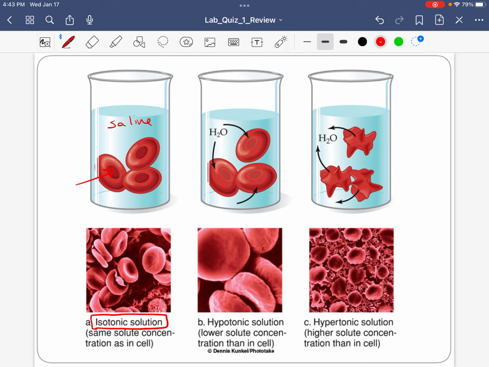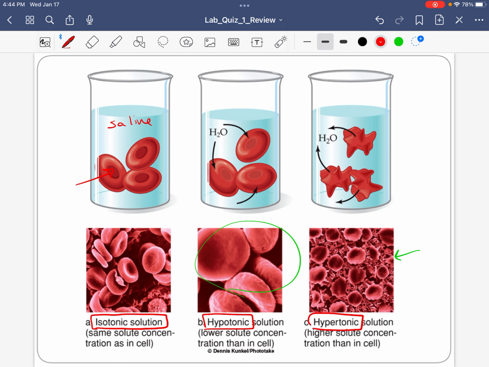If the cell gets bigger, look what's happening here, folks. Cells are getting bigger. That solution is said to be hypotonic. If a cell gets smaller, look here, the cells are kind of crinkling. You can see that outer edge is ragged. If a cell gets smaller, it's said to be a hypertonic solution. Just be able to define those.